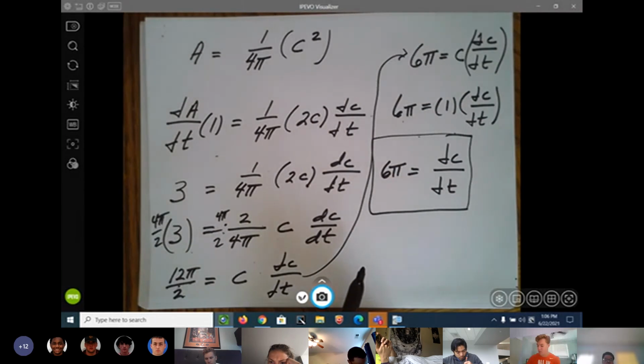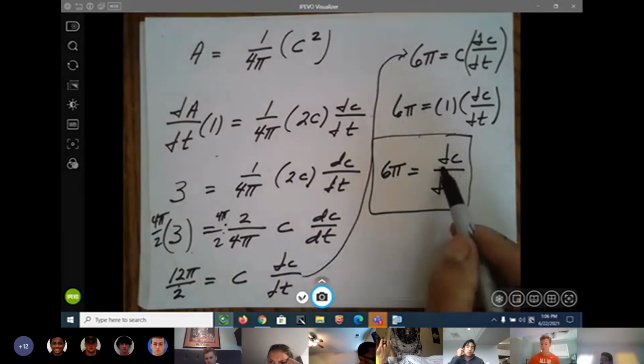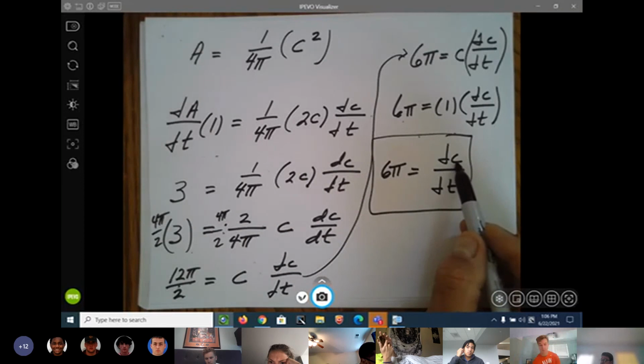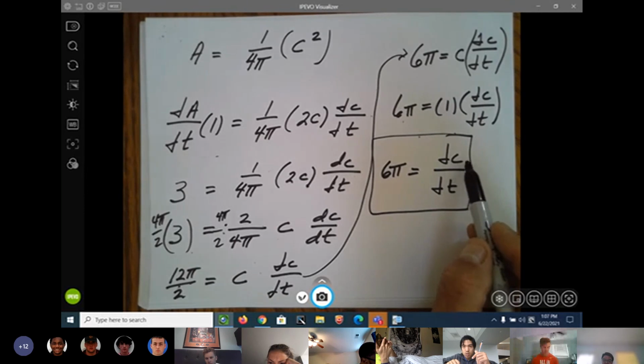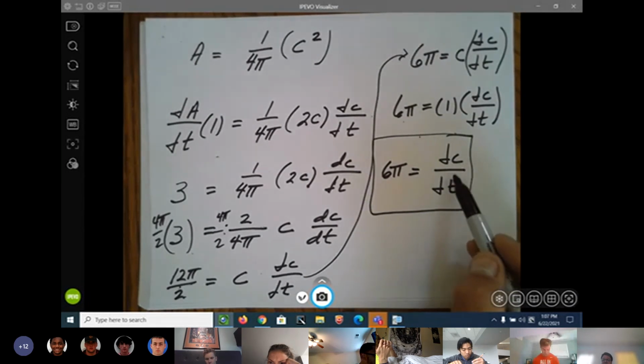Let me read the question. The question said, how fast is the radius changing? Well, we've got the change in circumference. So we've got to change this into radius. This right here says the change in circumference over the change in time. So we've got to change this.